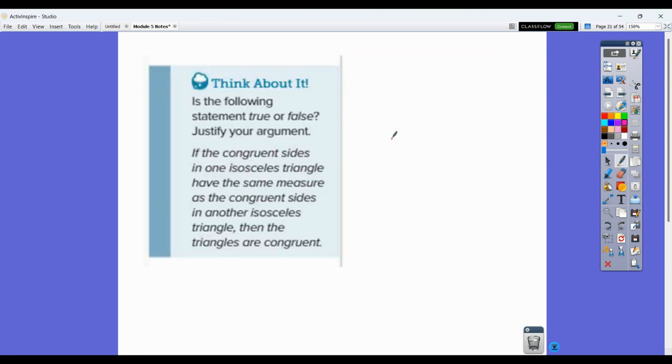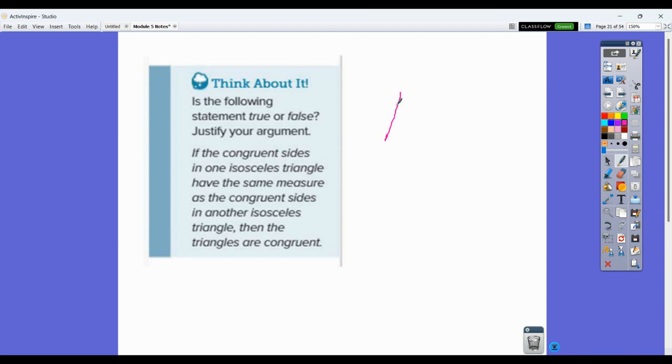Okay, so true or false, we're going to justify it. If the congruent sides in one isosceles triangle have the same measure as the congruent sides in another isosceles triangle, then the triangles are congruent. I always like to pause and think about that for a second. If you need to think longer, feel free to pause this.